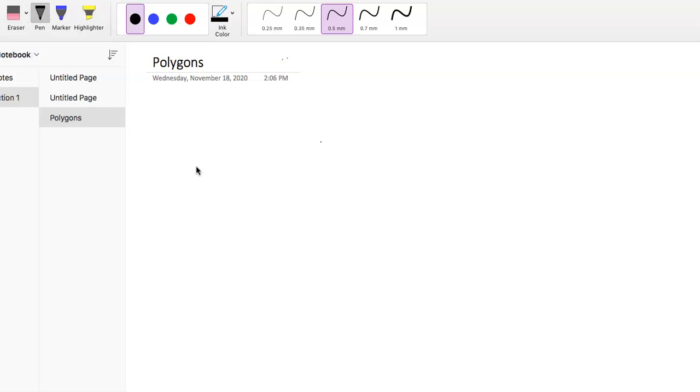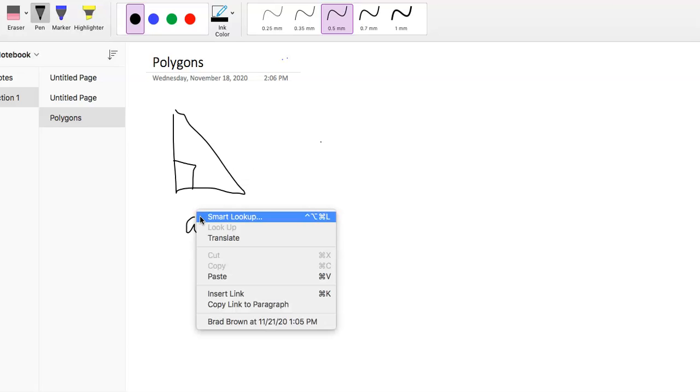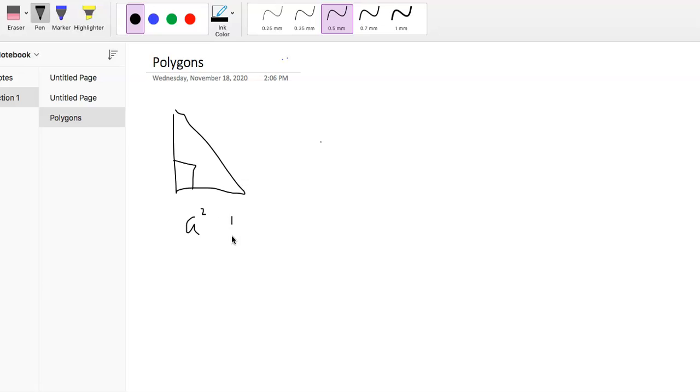Pythagorean Theorem. Okay, so the Pythagorean Theorem says given a right triangle, there's our right triangle, a squared plus b squared equals c squared. So this is a, this is b, and the longer part, called the hypotenuse, would be c.